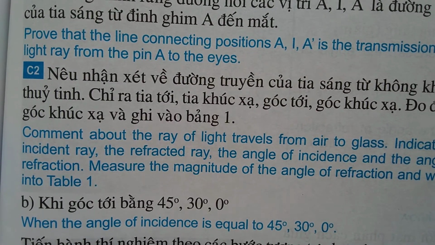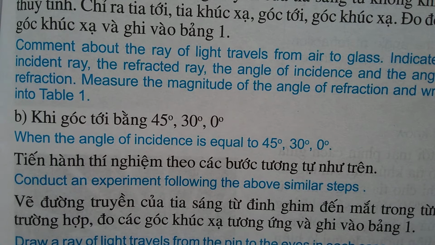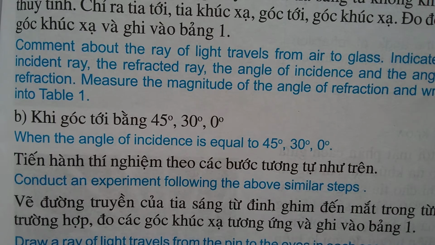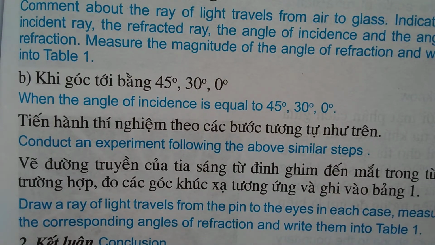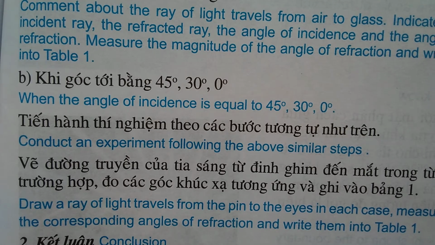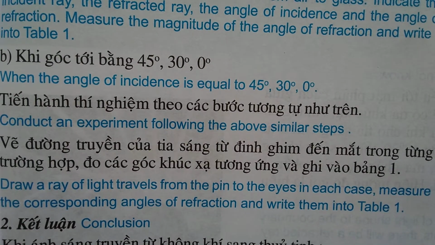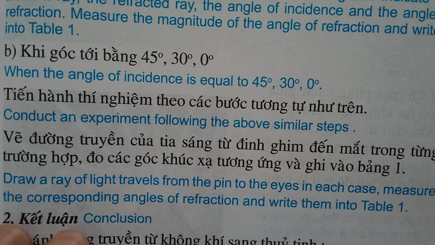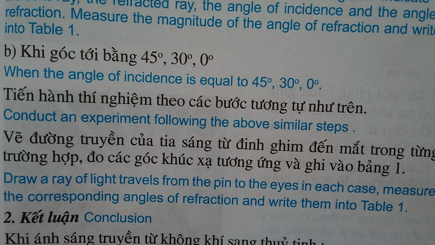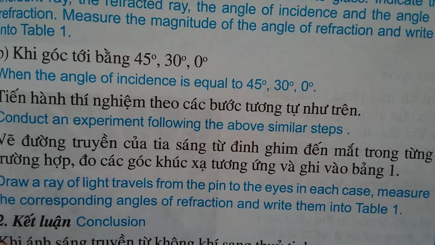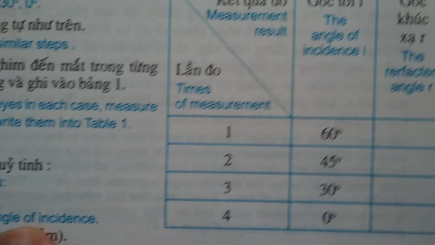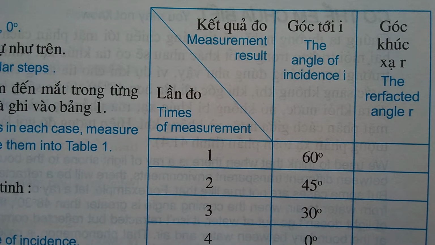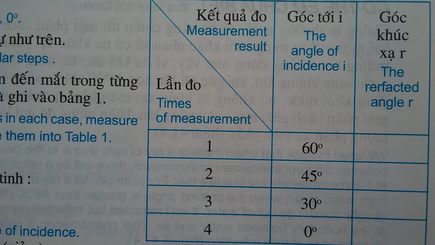When the angle of incidence is equal to 45, 30, 0, conduct an experiment following similar steps as above. Draw a ray of light traveling from the pin to the eyes. In each case, measure the corresponding angles of refraction and write them into table 1. Angle of incidence, the refracted angle.